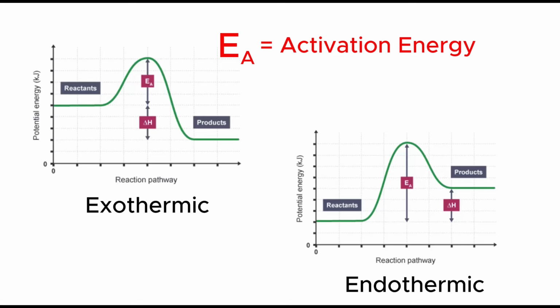Increasing the concentration of one or more of the reactants will also increase the rate of the reaction, because basically you've got more particles in a smaller space, and so they're going to collide with each other more often, therefore producing more collisions, and therefore increasing the rate of the reaction.